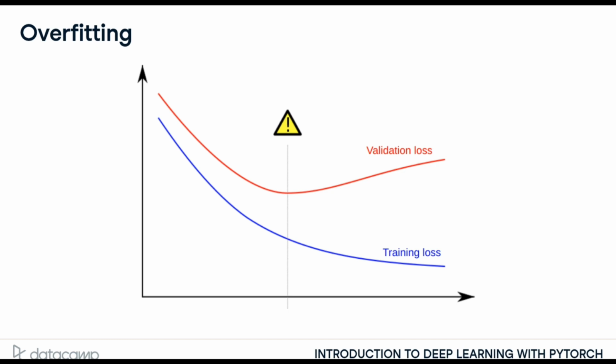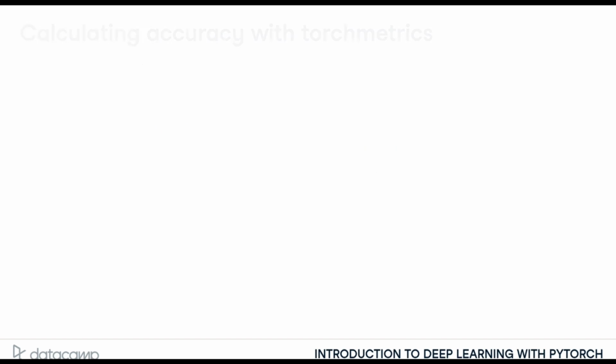Keeping track of training and validation loss helps us detect overfitting. When a model overfits, training loss keeps decreasing, but validation loss starts to rise. This means the model is learning the training data too well and won't perform well on new data.